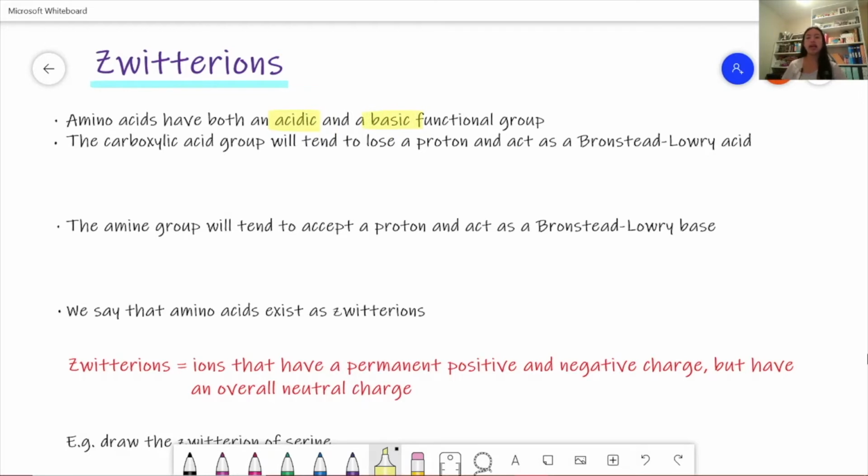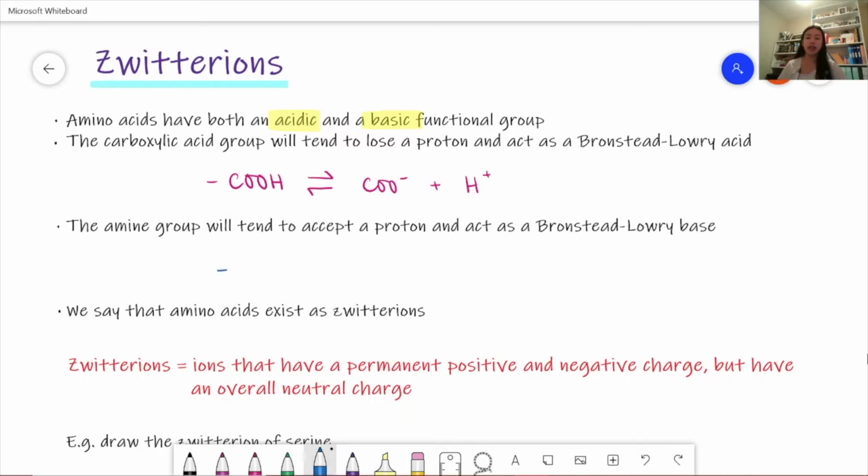The carboxylic acid group of an amino acid will tend to lose a proton and act as a Bronsted-Lowry acid. So what we have is the COOH group, which is a carboxylic acid group, and this will be in equilibrium with the COO minus ion and also the H plus ion, and so it loses the proton to act as an acid. However, the amine group will tend to accept a proton and act as a Bronsted-Lowry base.